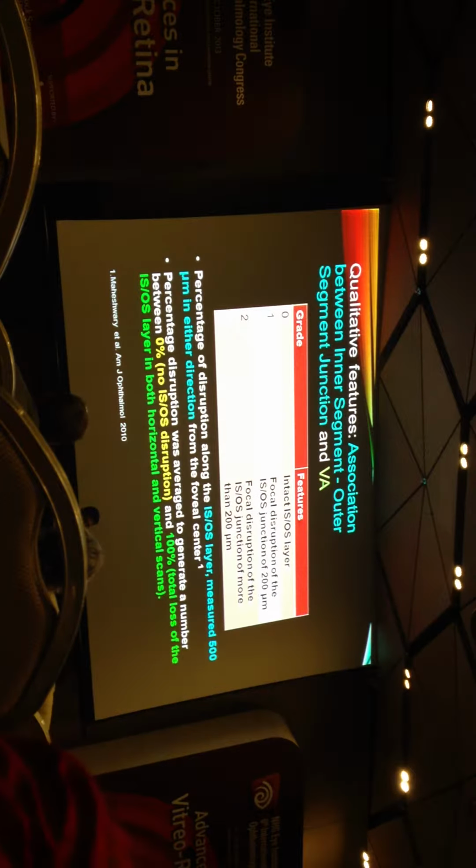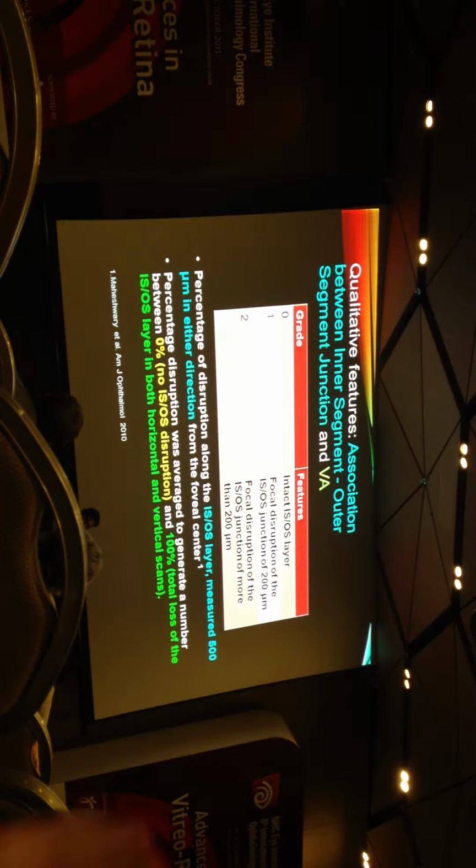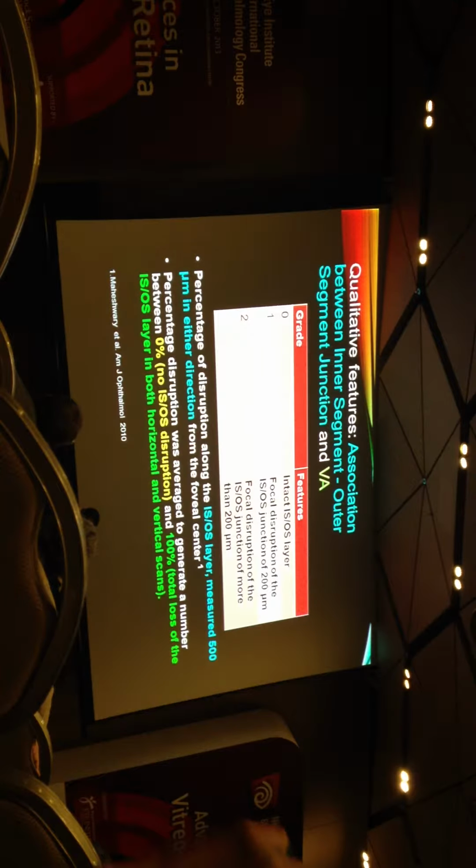Another thing they've looked at is the integrity of the IS-OS junction, and basically you can either look at it as whether it's present or absent, or some have even broken it into estimating the amount of disruption. So when you look at grading like so, you can look at whether it's intact or whether there's a disruption. And of course, different papers have used different amounts of disruption. In this case, 200 microns. You see another one later that used 500 microns. So what's the correct answer?